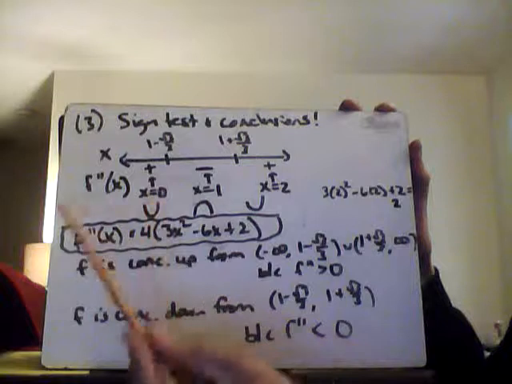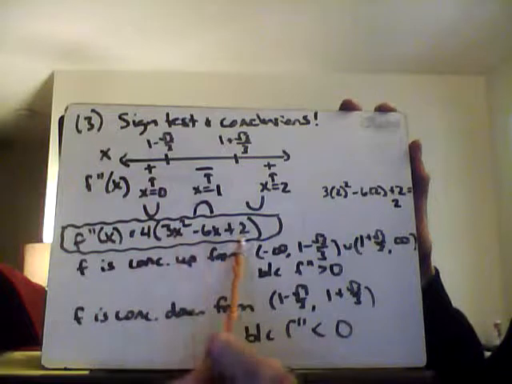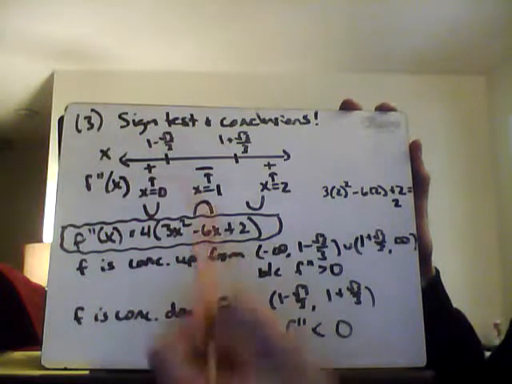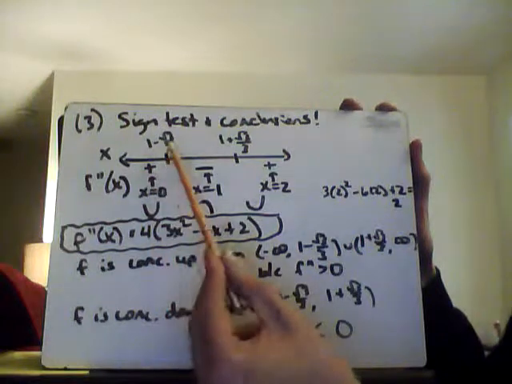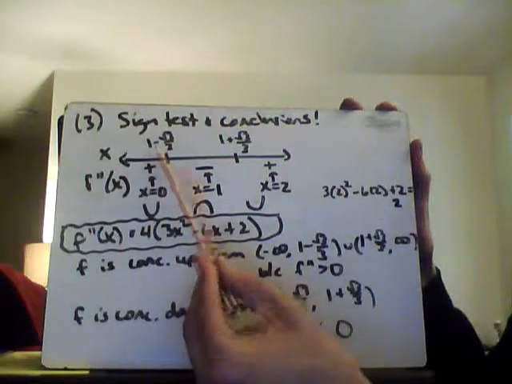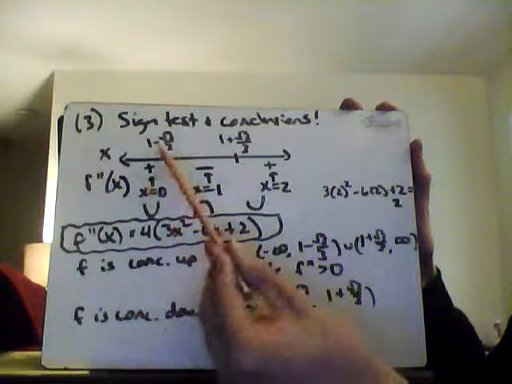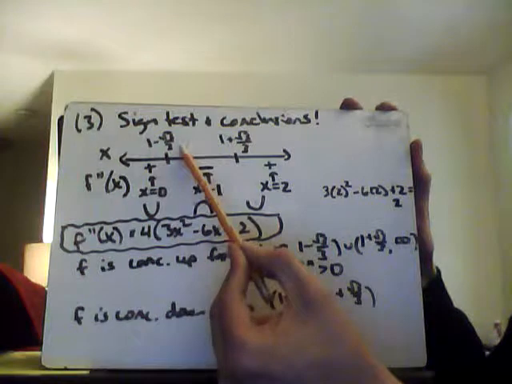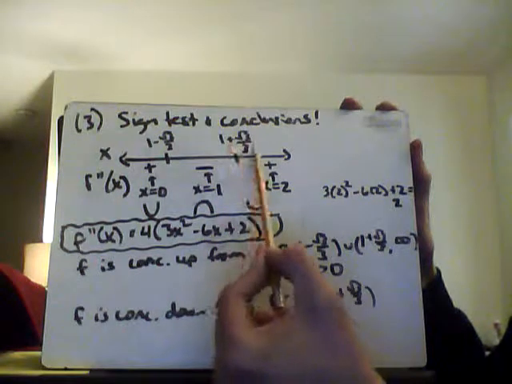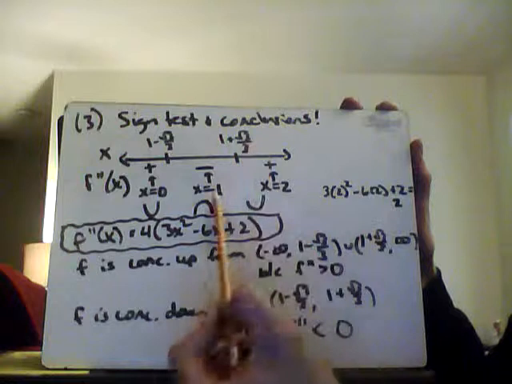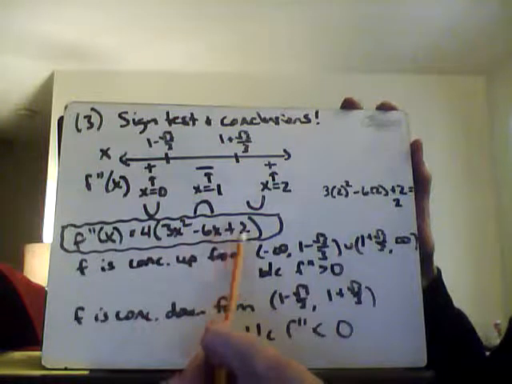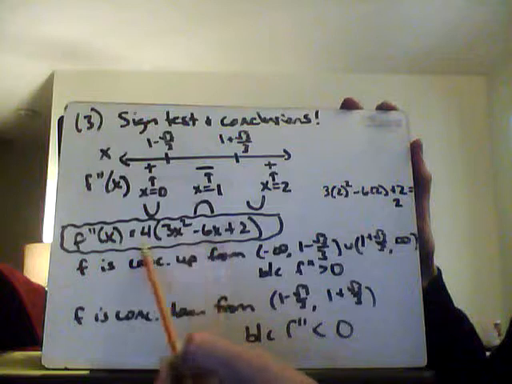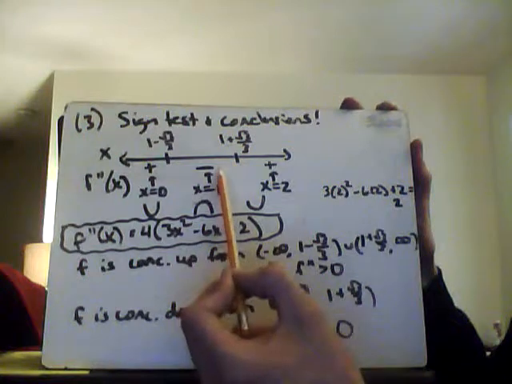So we can plug x equal to 0 into our second derivative to test. When we do so, we're going to get 4 times 2, which is a positive number. It should be obvious that x equal to 1 is between 1 minus root 3 over 3, a positive number, and 1 plus root 3 over 3. When we plug in x equal to 1, we're going to end up with 3 minus 6 plus 2, which is a negative number here, times a positive, which will give us a negative here.